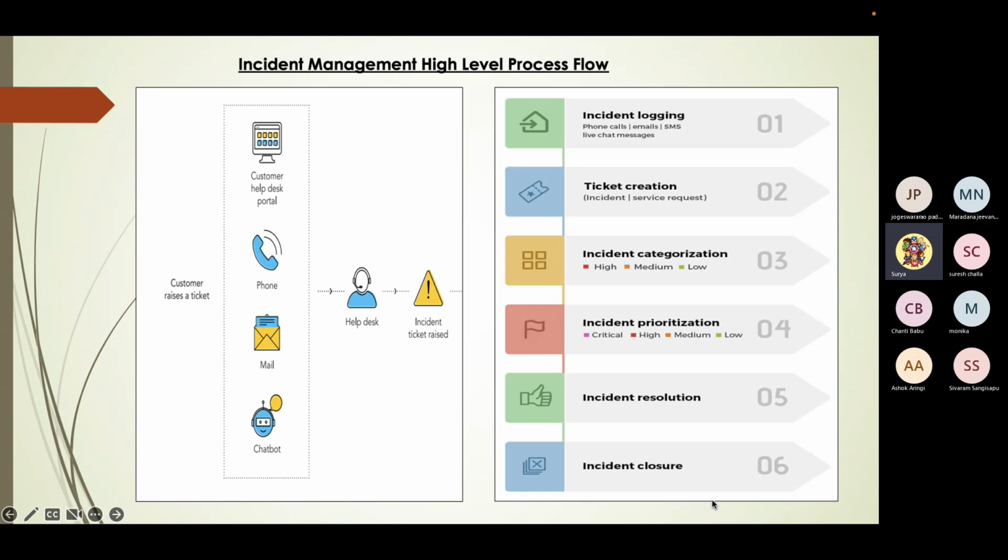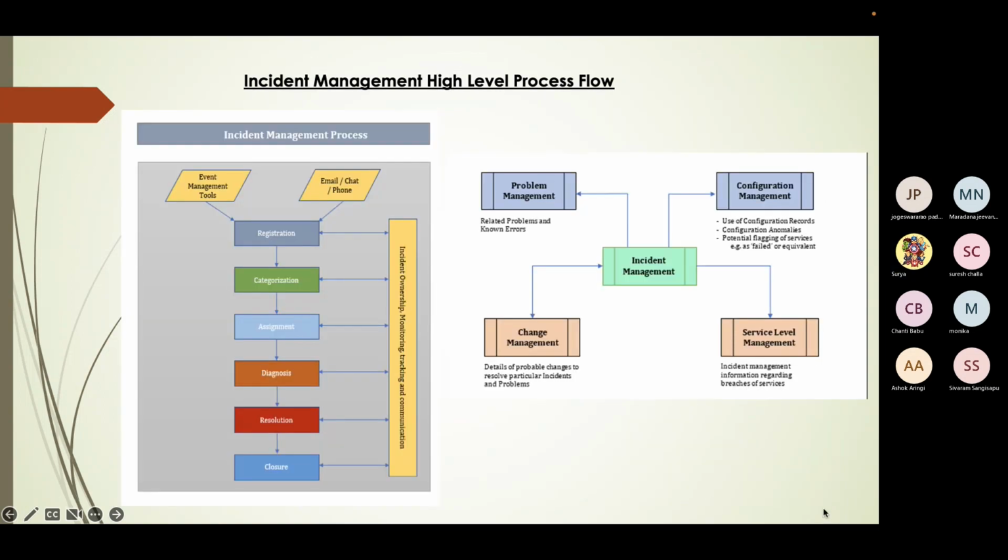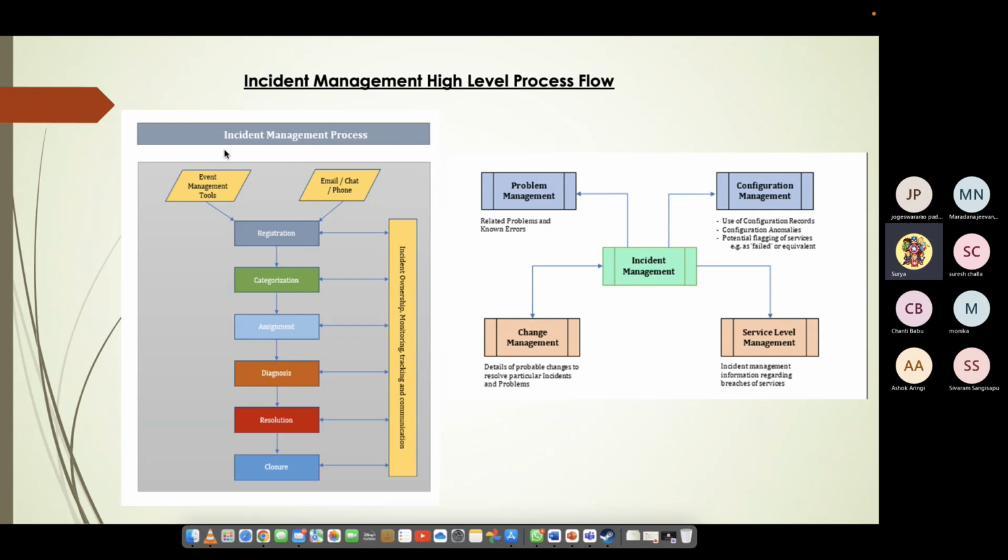So moving ahead. This is the low level process. Forget about event management tools; that is not that important for you to learn. Email, chat, phone. The issue will be generated from email, chat, and phone.